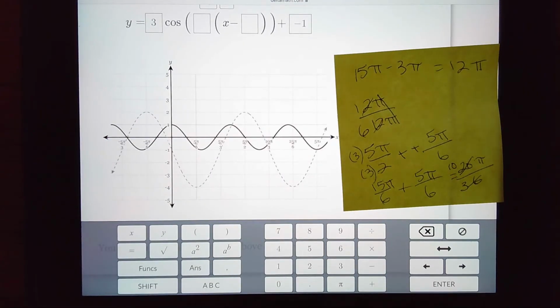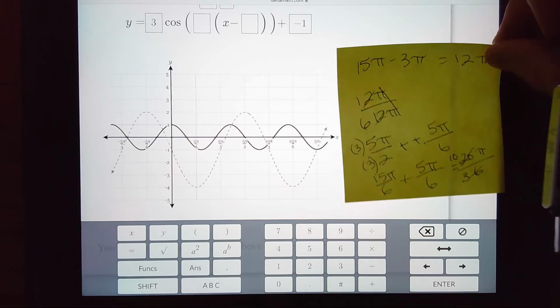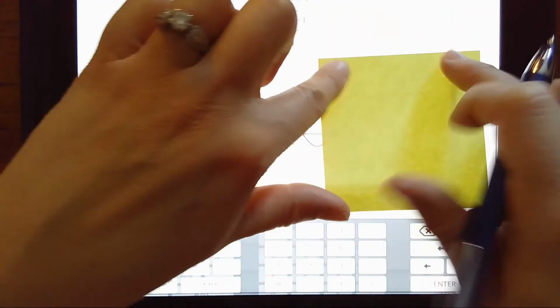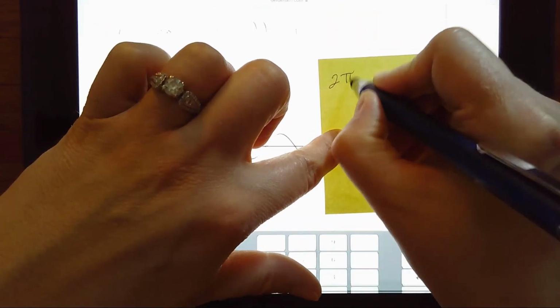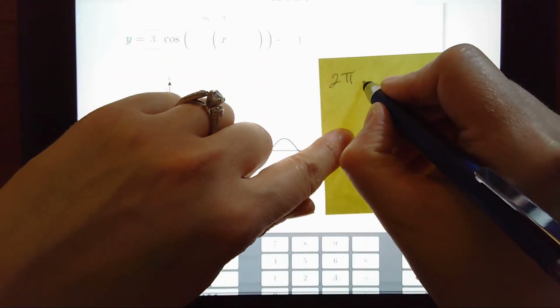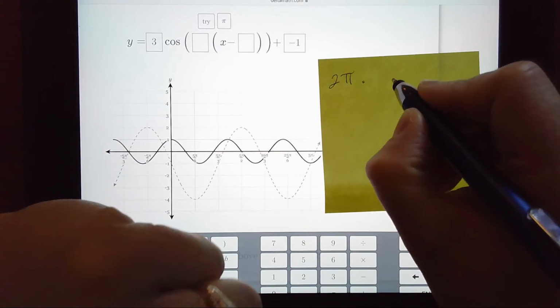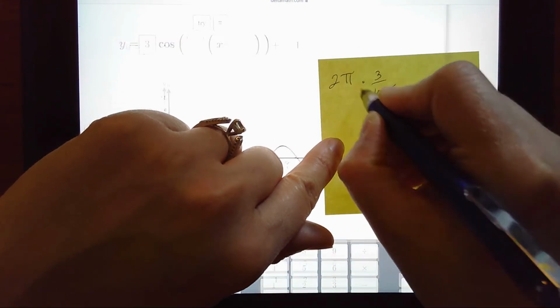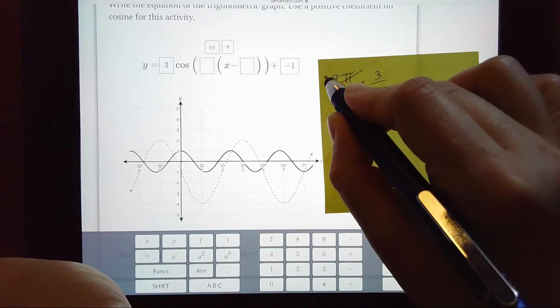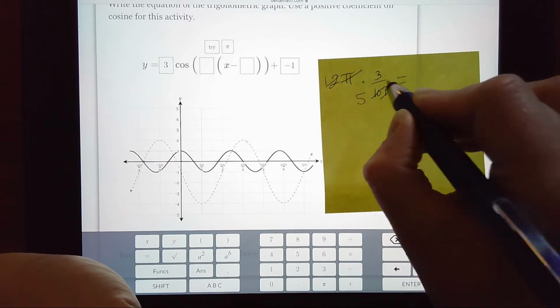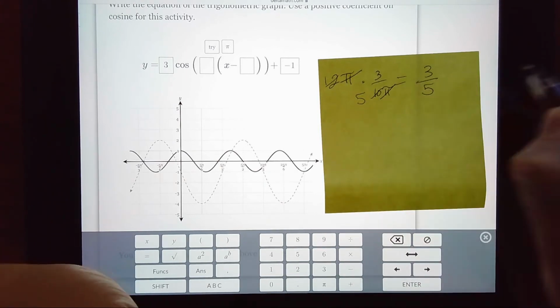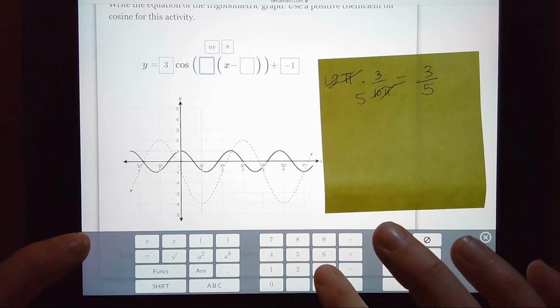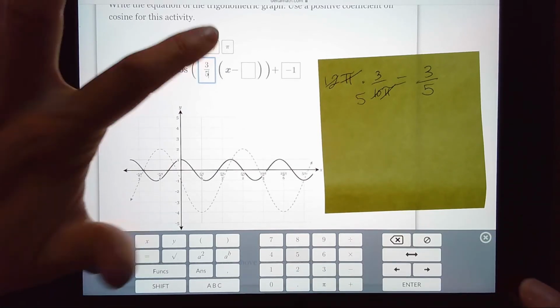Okay, but that was just finding how long one cycle is. I need to take 2 pi divided by that, which remember is times the reciprocal of 3 over 10 pi. Pi's cross cancel, 2/10 simplifies to 1/5. Multiply straight across, I get 3/5. So that is my B value that goes in here. Let's try it all.